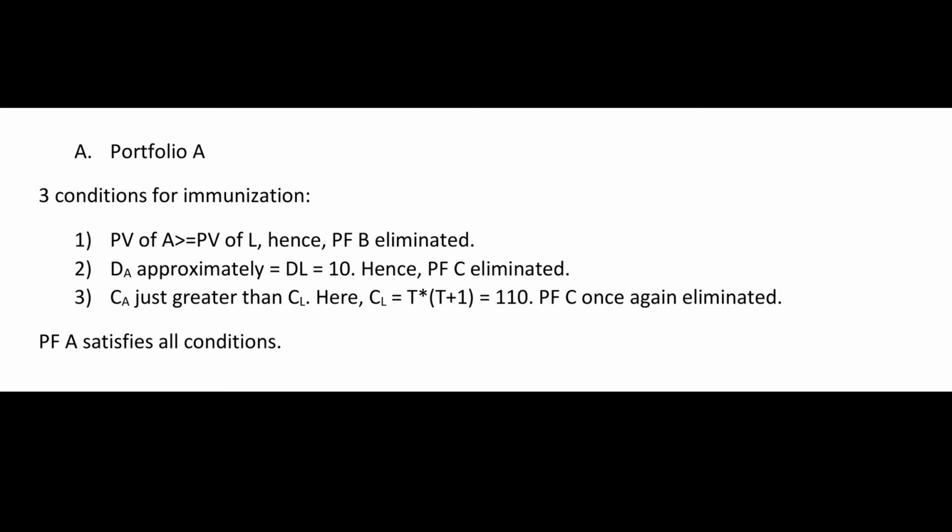Here, convexity of liability is 110. This is not required in the answer. You may not write, I was just making you recollect. Portfolio C is eliminated because the convexity of portfolio C is less than 110. Okay, so portfolio C is eliminated. So the only portfolio that is left is portfolio A, which satisfies all the conditions.